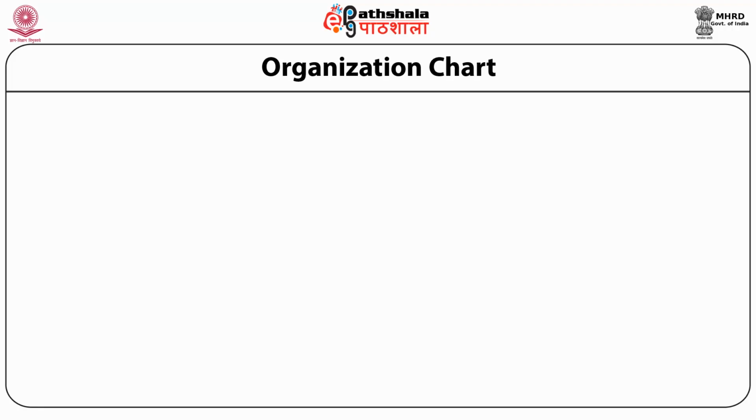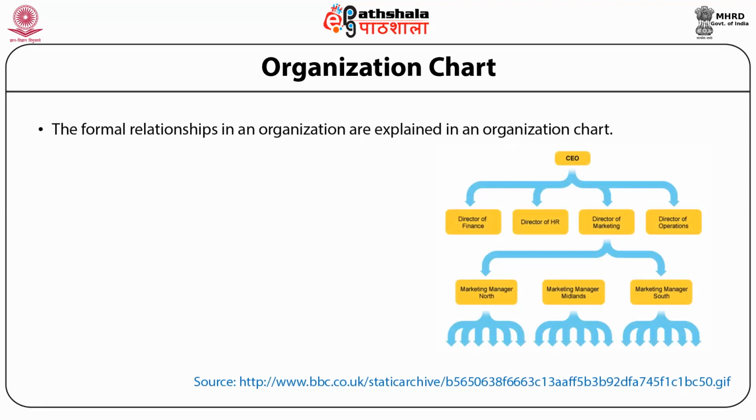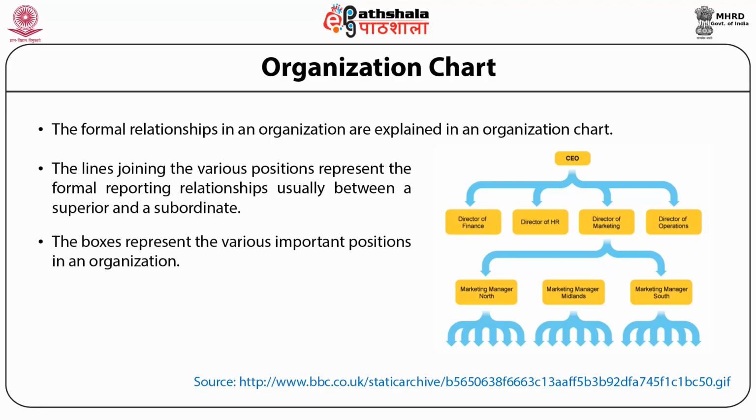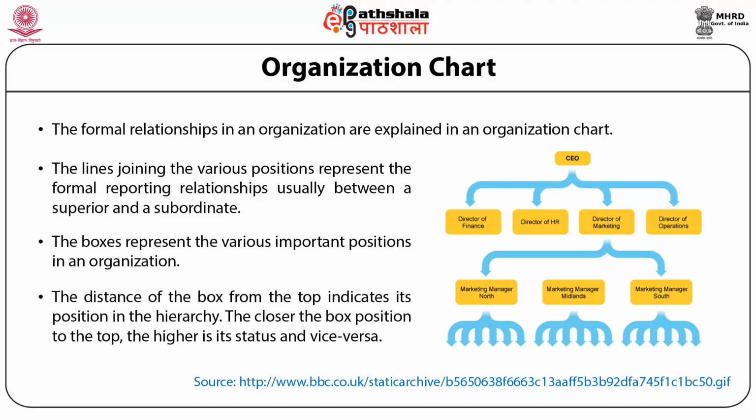Now we shall study the organization chart. The formal relationships in an organization are explained in an organization chart. The lines joining the various positions represent the formal reporting relationships, usually between a superior and a subordinate. The boxes represent the various important positions in an organization. The distance of the box from the top indicates its position in the hierarchy. The closer the box is to the top, the higher is its status, and vice versa. You will see this in the next slide in the form of an organization chart.